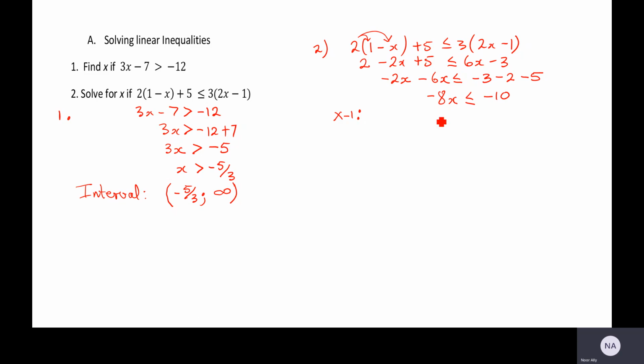Minus 1 times minus 8x first, that gives you a plus 8x. Because we're multiplying both sides by a negative, the inequality reverses direction, so that becomes greater than or equal to. Then minus 1 times minus 10 gives you 10, and now I can divide: x is greater than or equal to 10 over 8. These are essential steps of the problem. You must remember that whenever you divide by a negative or multiply by a negative, the inequality reverses direction.